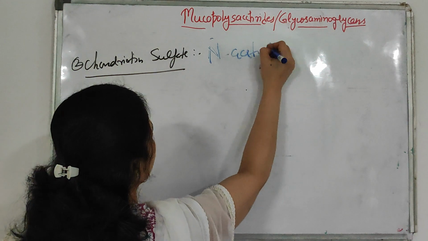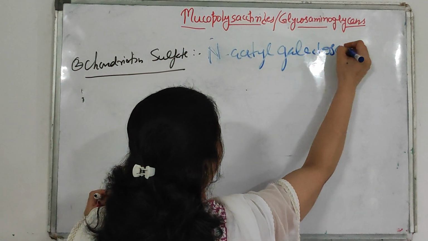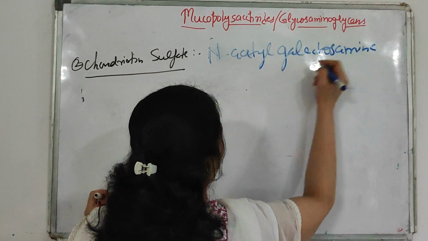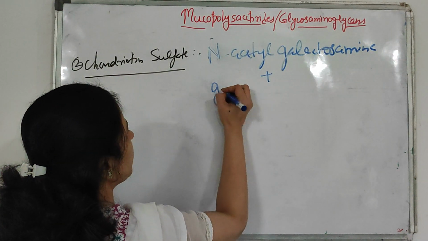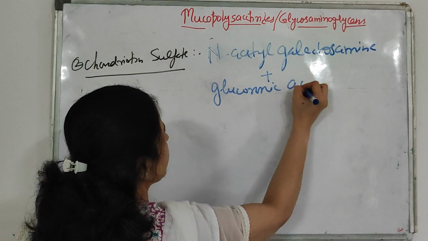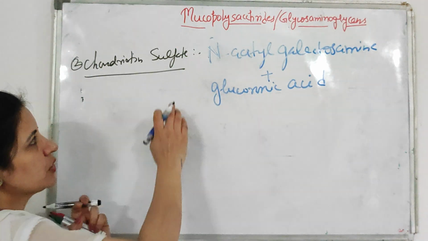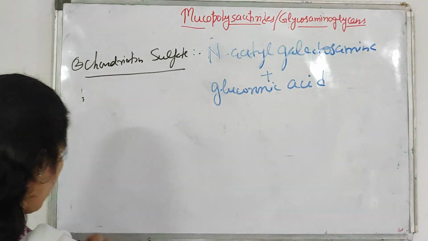N-acetyl galactosamine plus glucuronic acid. So this is the composition of chondroitin sulfate.